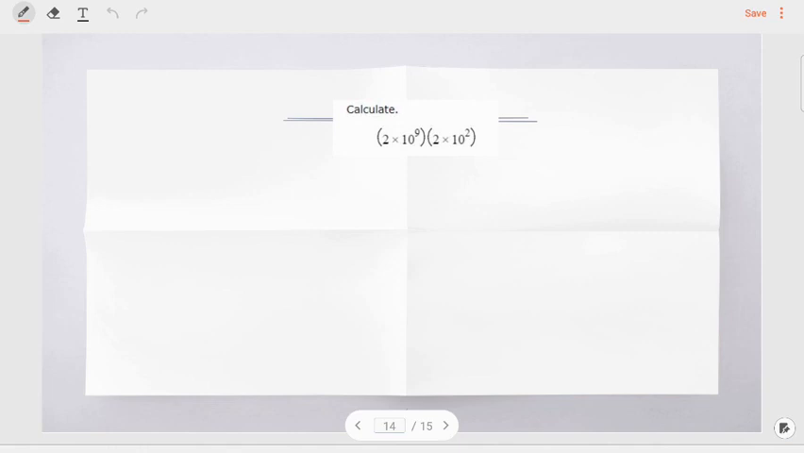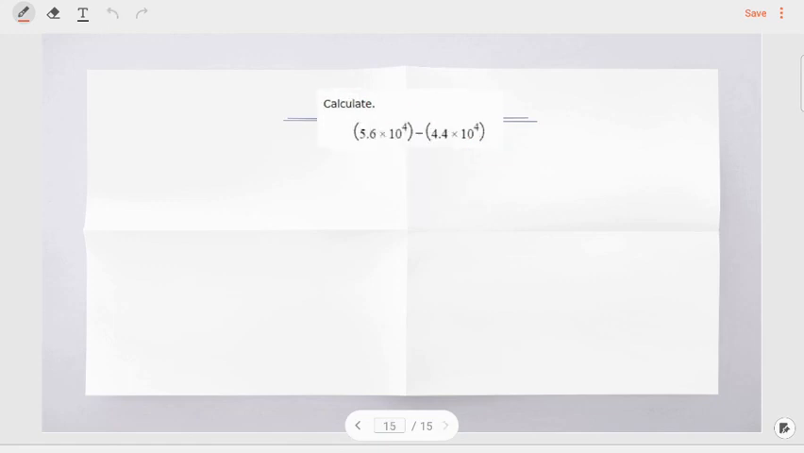Last two problems are going to have me do some calculations with scientific notation. Now with multiplication, all I have to do is multiply the numbers in front. 2 times 2 is 4. And multiply my common bases. So 10 to the 9th and 10 to the 2nd, all I have to do is say there's 9 tens and there's 2 tens for a total of times 10 to the 11th power.